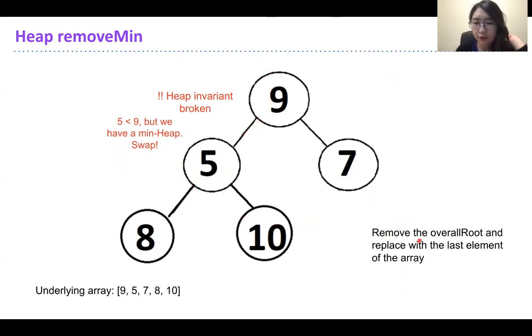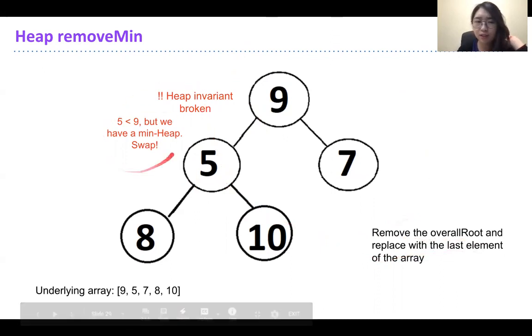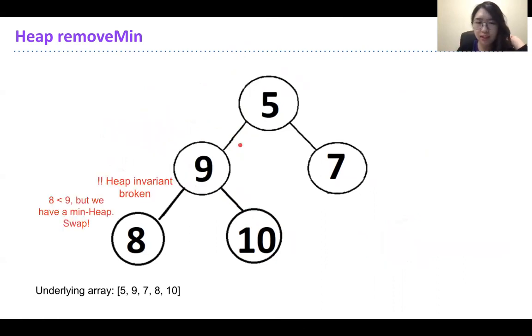So we can say that removing the overall root and replacing it with the last element of the array has broken the invariant for this reason. So now we need to actually swap them. What's going to happen is literally swapping those 5 and 9. But like we have worked before, similar to inserting an item where we have to percolate up, when we percolate down, we also need to call this possibly multiple times, not always, until it gets to the right spot. So we need to keep calling it.